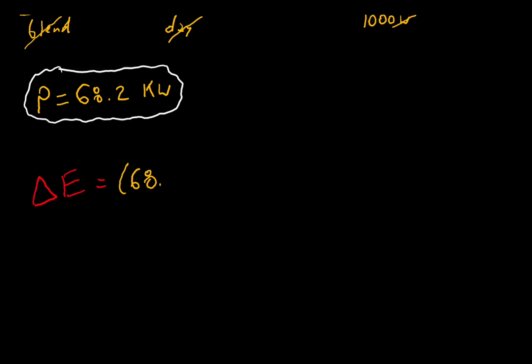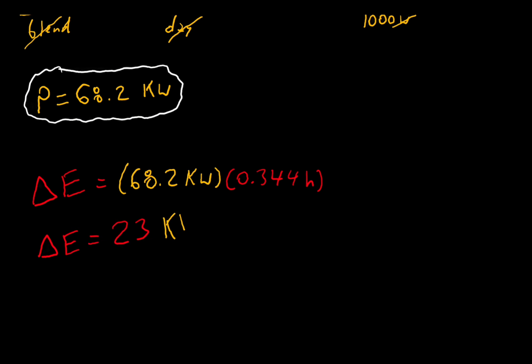And so plugging this in, 68.2 kilowatts times 0.344 hours. And the blender is using a total of 23 kilowatt hours across the 31 days, rounding to 2 significant digits.